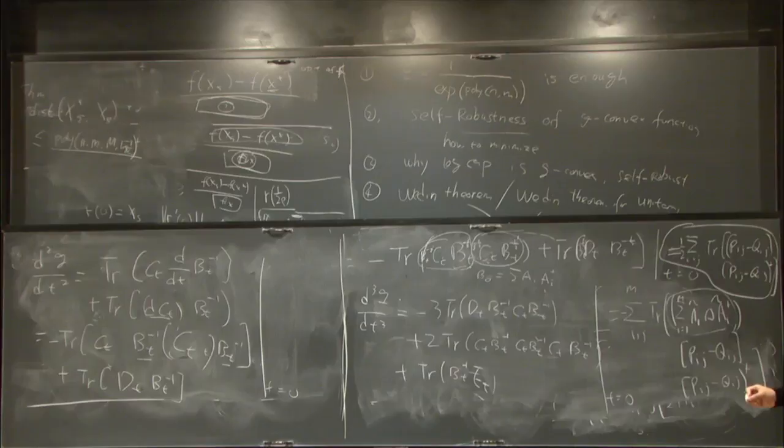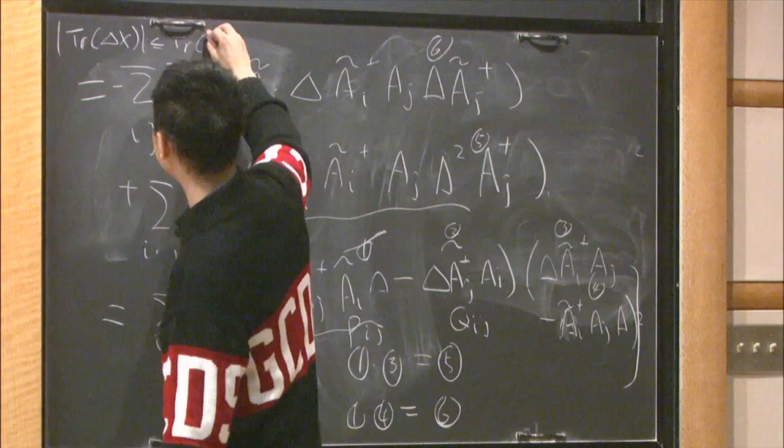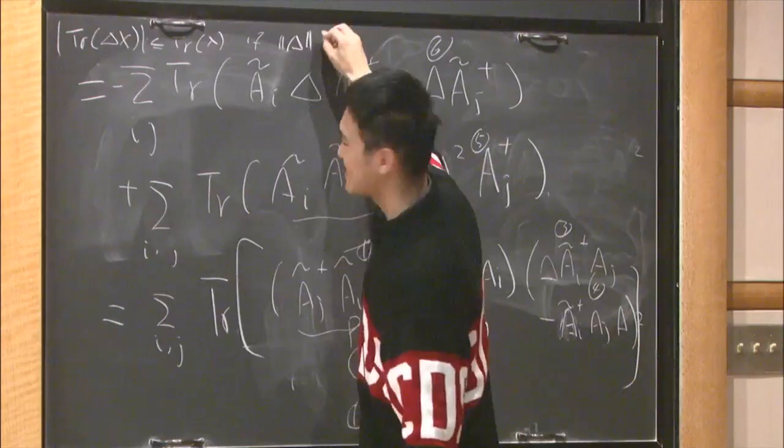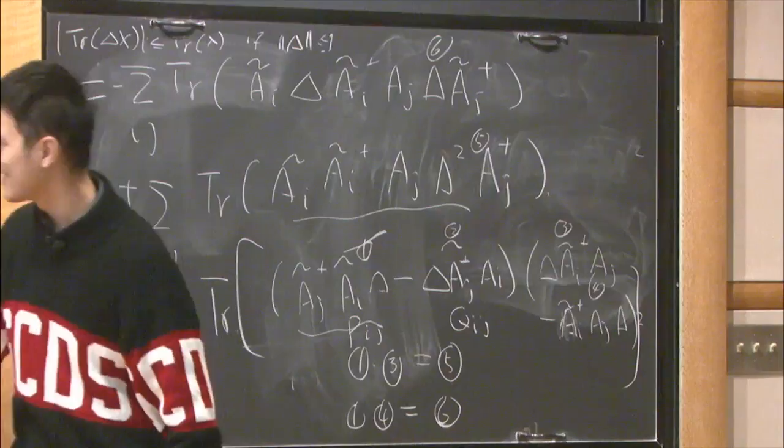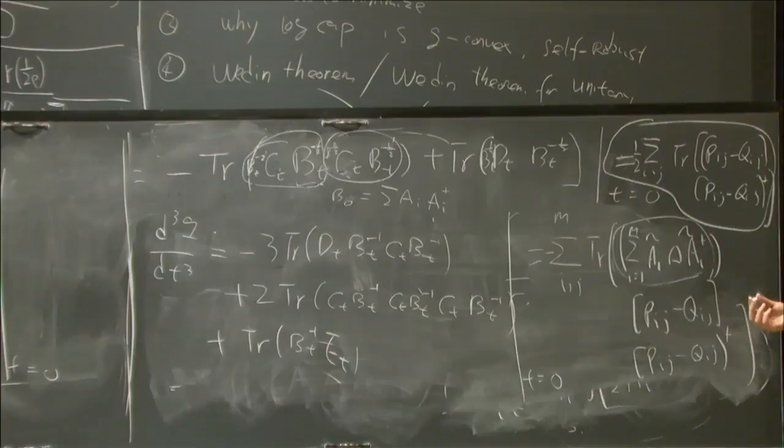But what do we know about this additional term? We know that the summation of these matrices without the Delta is identity, and Delta has spectral norm at most one. So this matrix has spectral norm at most one, which means that the trace of anything is smaller or equal to the trace of X if the spectral norm of Delta is at most one. And so you just prove that this is smaller than this, with a half Rich constant. So you prove the self-robustness of this function.